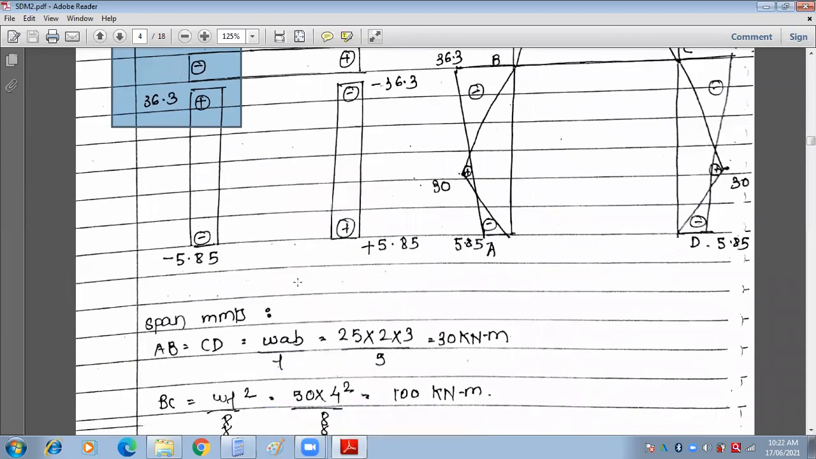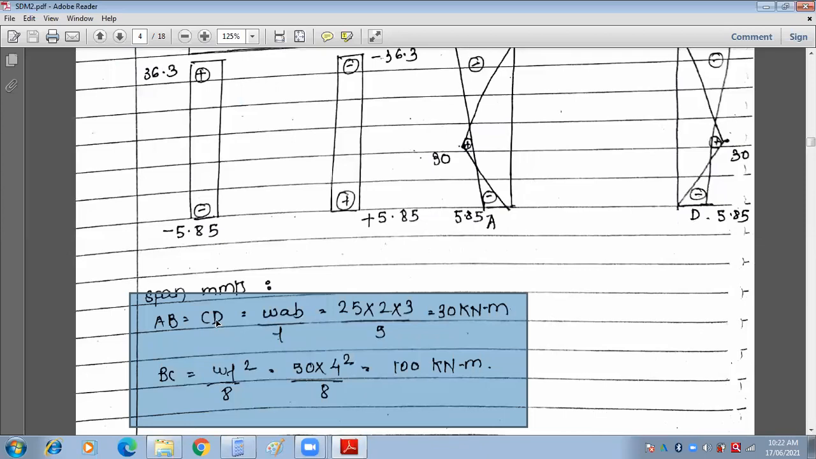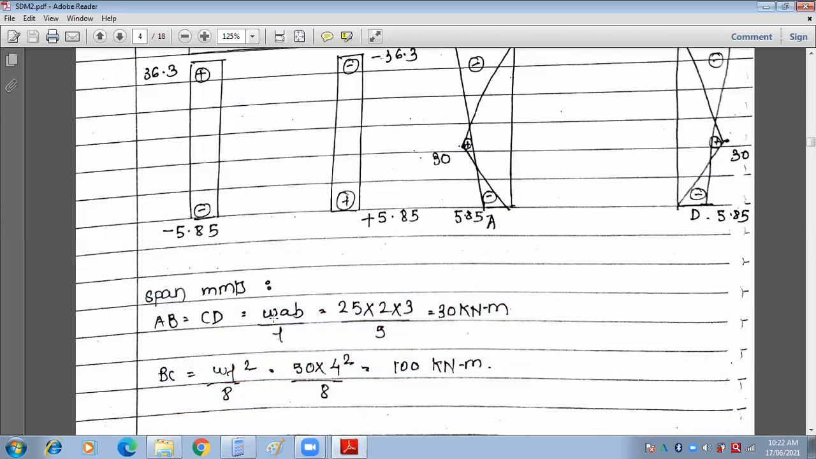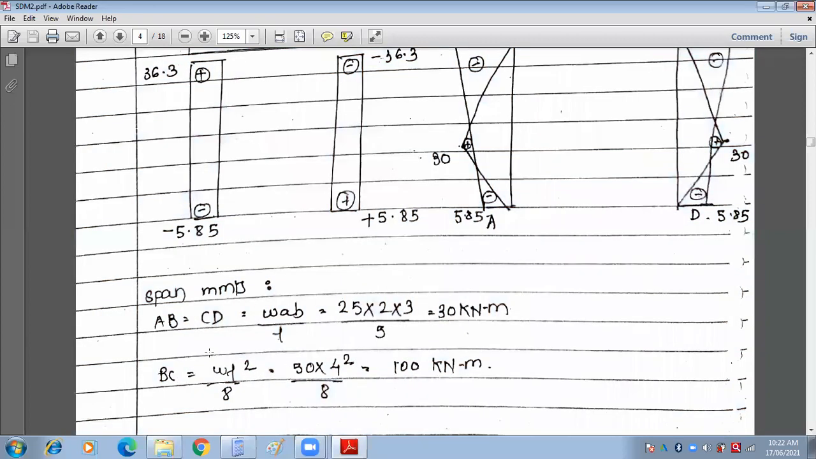Now we have to calculate the central span moment. As we know that members AB and CD carry an eccentric point load, the central span moment is WAB upon L. Here 25 into 3 into 2 divided by 5 becomes 30 kilonewton meter. And for the BC span, it carries a UDL, therefore the central span moment is WL square by 8. Therefore 15 into 4 square divided by 8, if you solve this, you'll be getting 100 kilonewton meter.